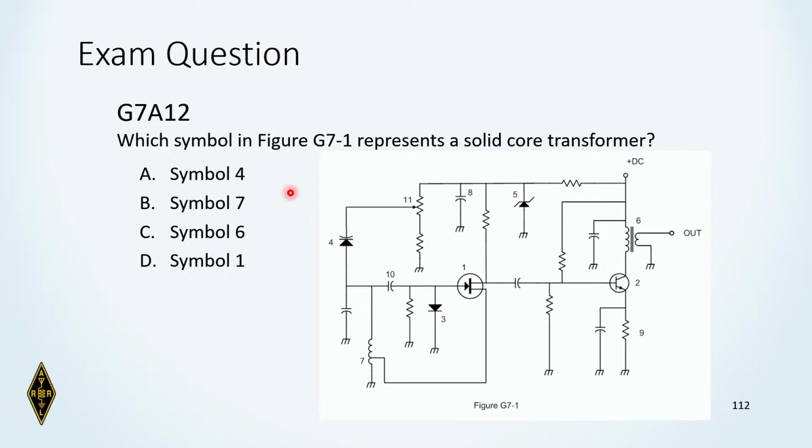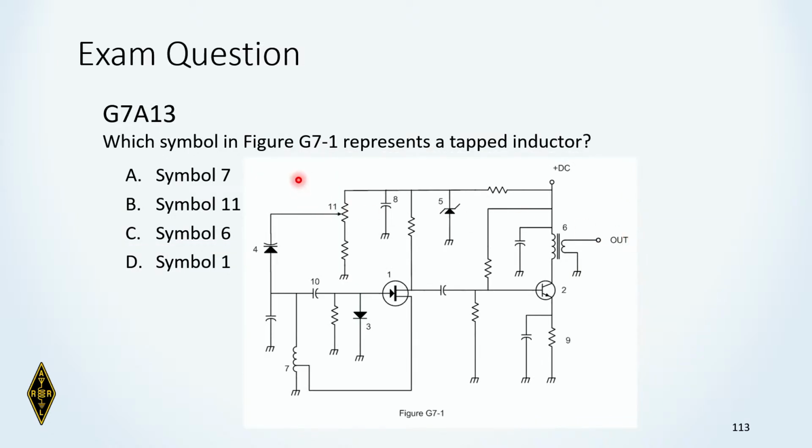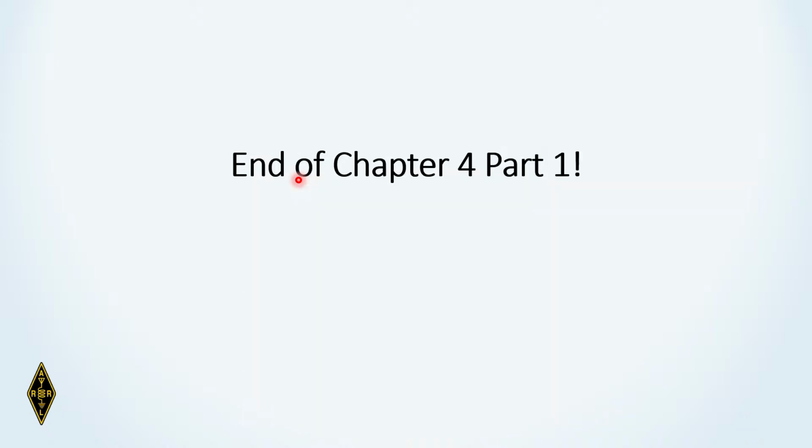We should be using the international phonetics, though. What symbol represents a solid core transformer? Charlie. Yep. The only thing that might compete with it would be this, because this also would be an inductor, but this is it. And then which symbol represents a tapped inductor? Alpha. Yeah, see, these are really, really easy. And that's the end of chapter 4.